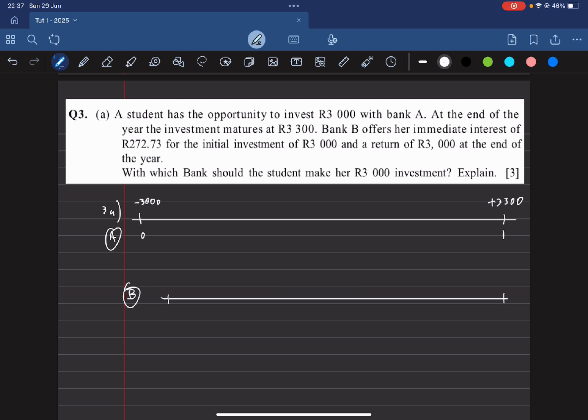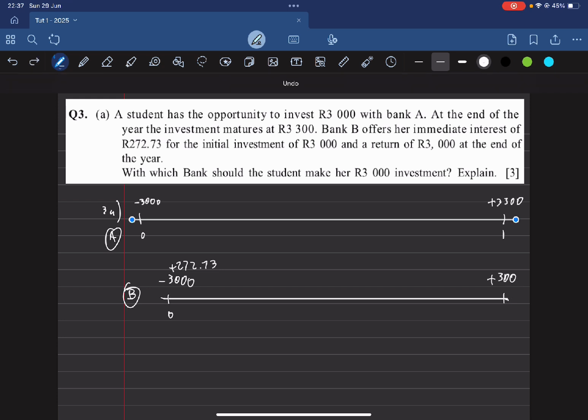So our timeline for B is at time 0. She's going to deposit 3,000 but then she's also getting immediate interest of 272. So she's immediately going to get her interest, 0.73. And then at the end of the year, she's going to make back 3,000. Perfect. So those are all the cash flows.